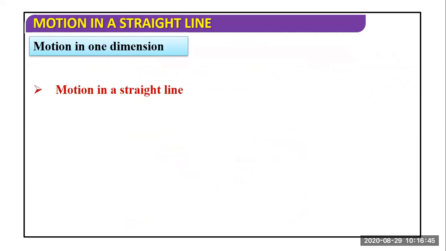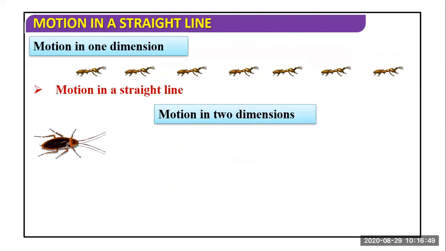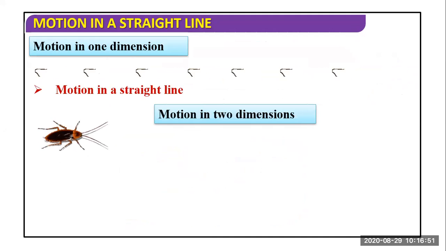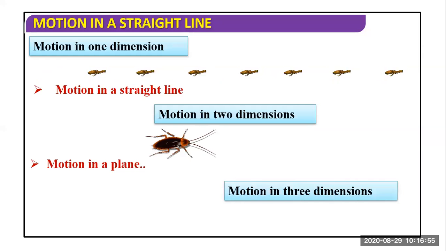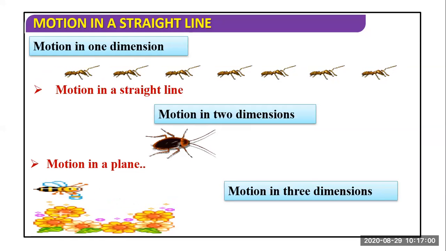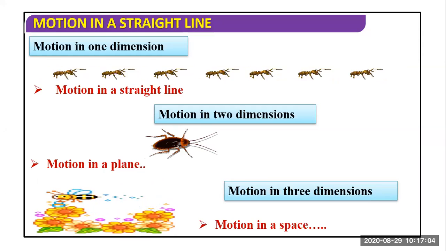So what are the different types of motion? The motion of an ant is straight line motion, that is in one dimension. The motion of a cockroach is two-dimensional motion, that is on a surface or in a plane. The third one is motion in 3D, that is for any flying object. So that is motion in space.